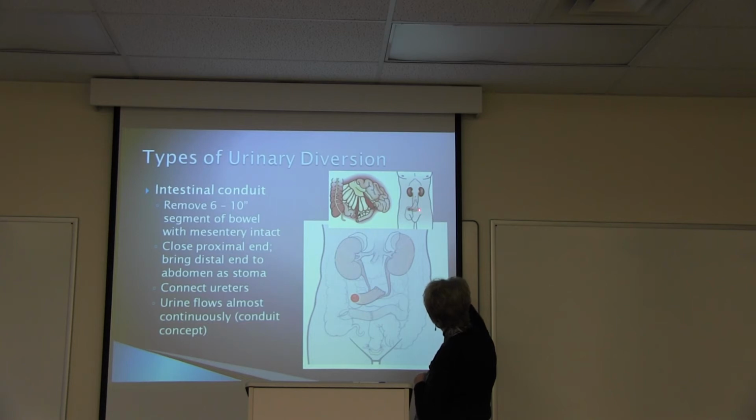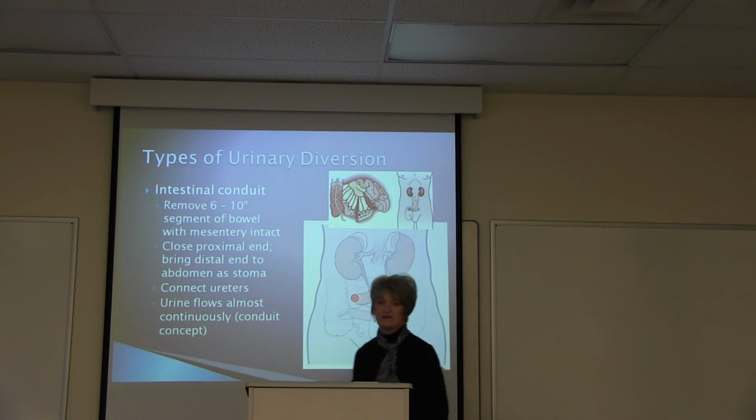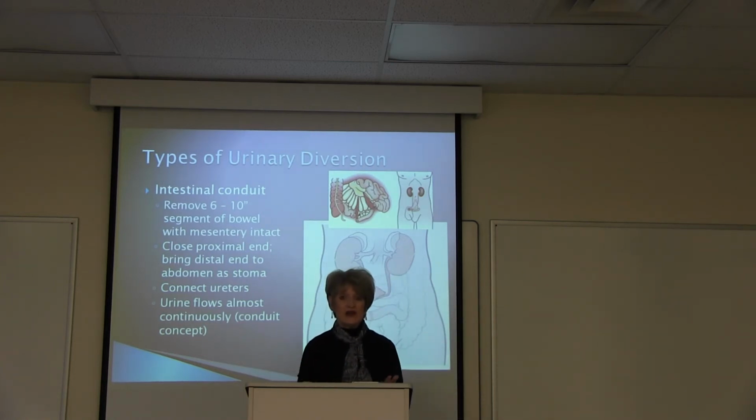What they do is they close that section of ileum on the proximal end. You can see it very clearly here. You bring the distal end out as a stoma, and then you connect the ureters. So now urine flows from the kidneys through the ureters into this little section, this little channel or pipeline, and out through the stoma.